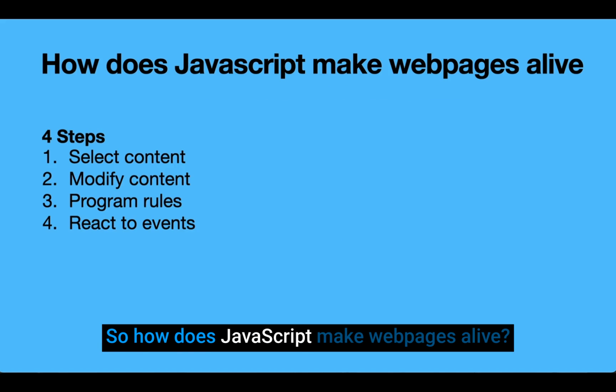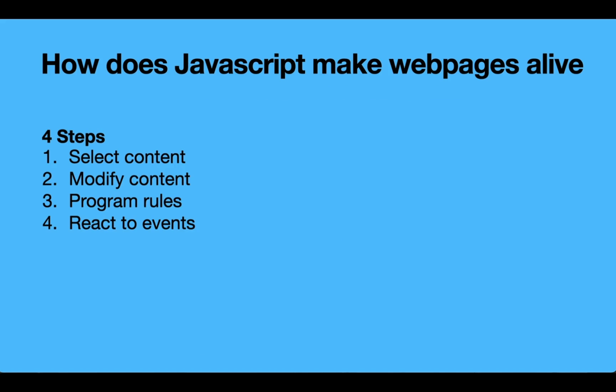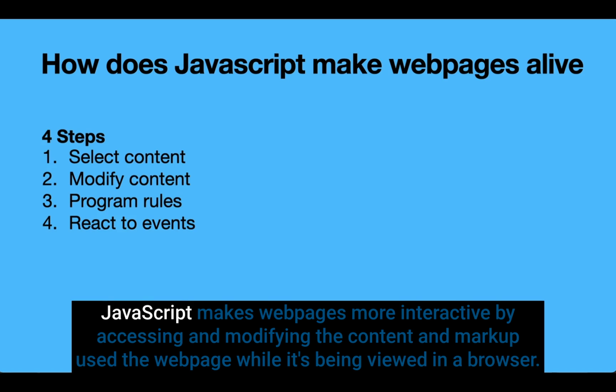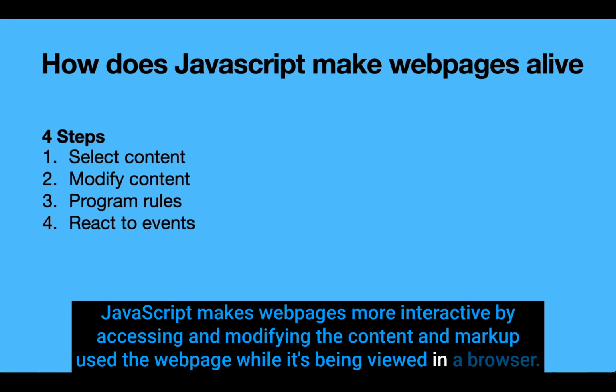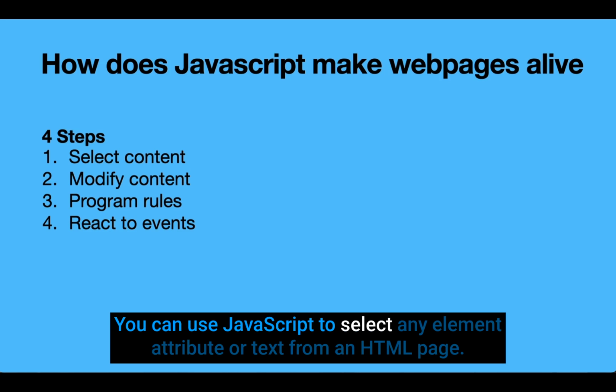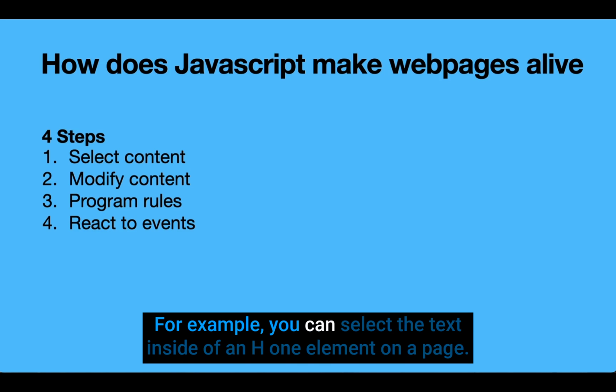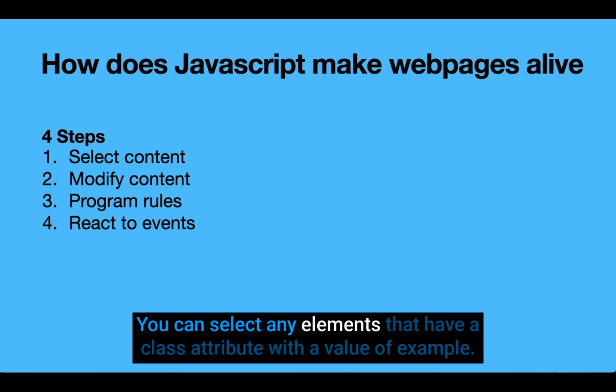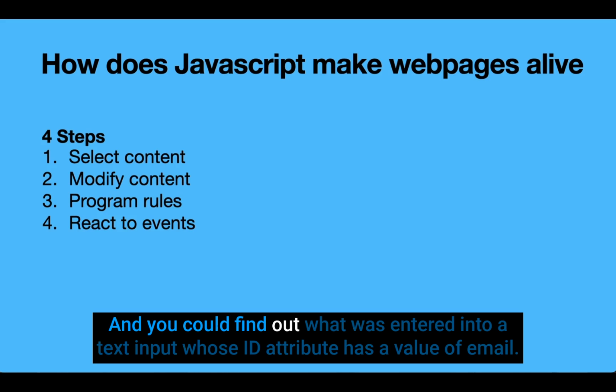So how does JavaScript make web pages alive? There's 4 steps, really. JavaScript makes web pages more interactive by accessing and modifying the content and markup used in the web page while it's being viewed in a browser. You can use JavaScript to select any element, attribute, or text from an HTML page. For example, you can select the text inside of an H1 element on a page. You can select any elements that have a class attribute with a value of example, and you could find out what was entered into a text input whose ID attribute has a value of email.